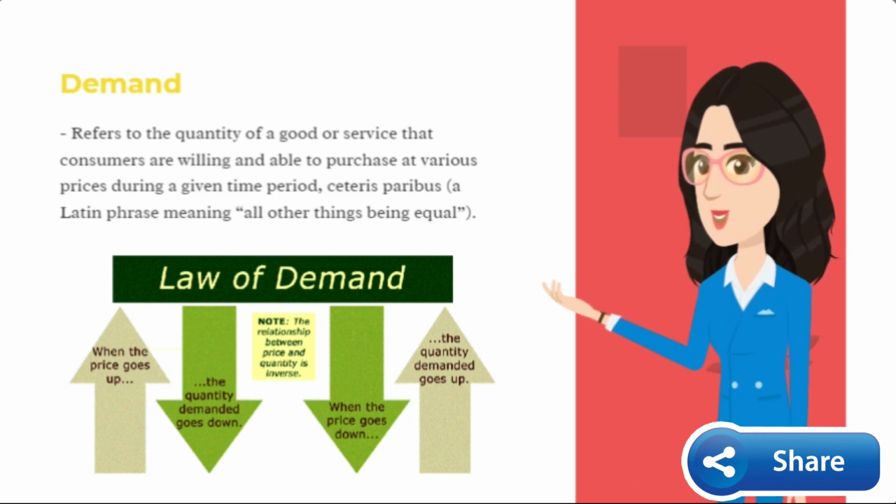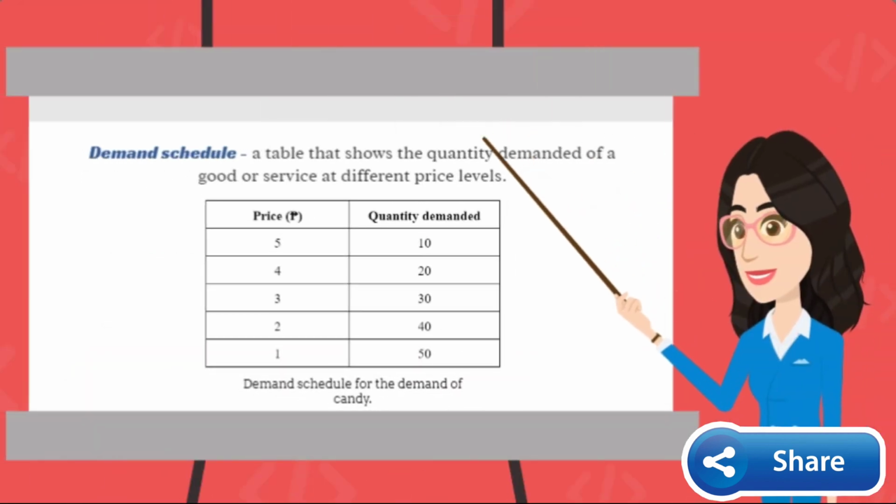So as stated in the law of demand, the price and the quantity demanded for the product or service have an inverse relationship. So to show the law of demand, we will use a demand schedule and a demand curve to properly illustrate the inverse relationship between prices and quantity demanded. Demand schedule: a table that shows the quantity demanded of a good or service at different price levels.